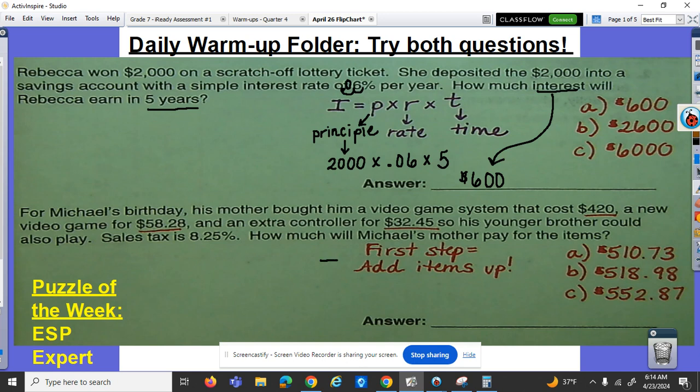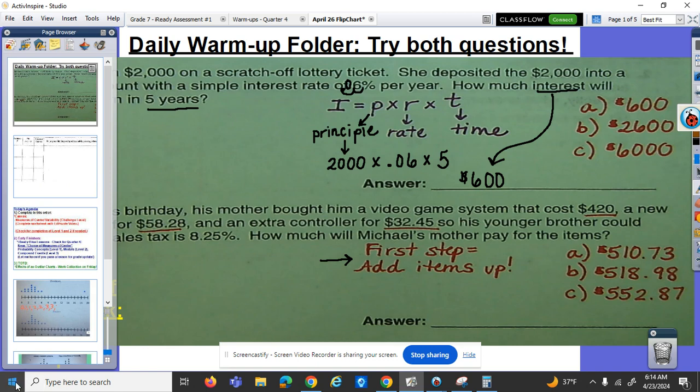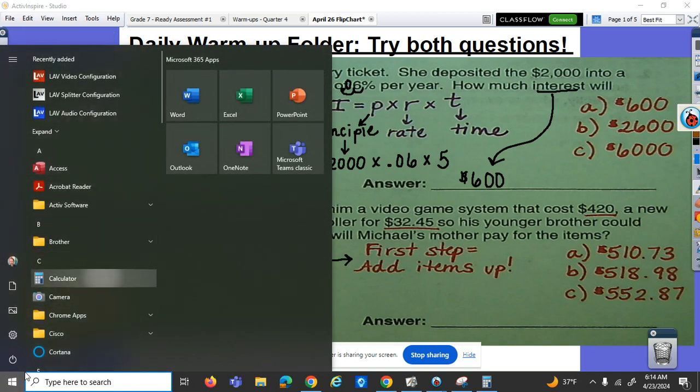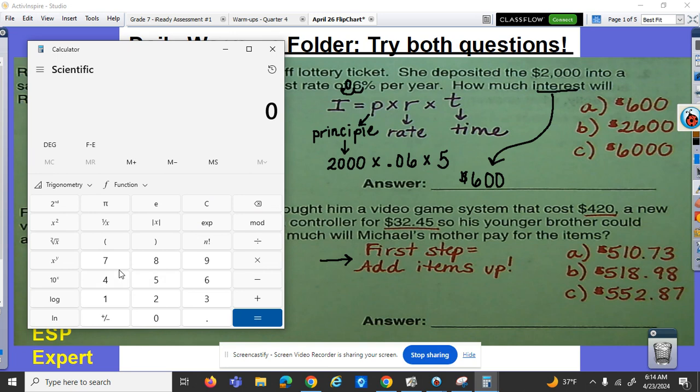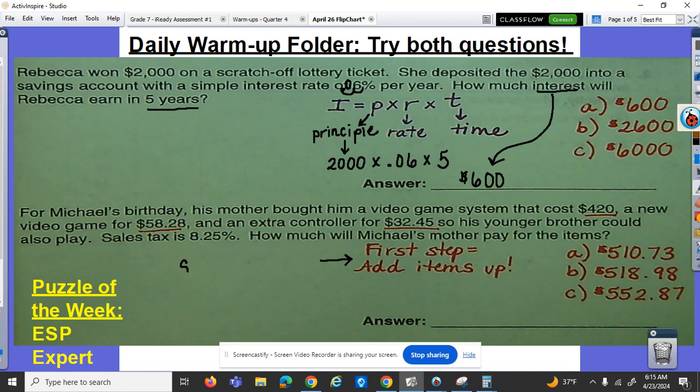Gave you a clue here to first add up your items. So that's going to be the first thing we need to do, as if they were scanning all 3 at the store. So we've got $420 plus $58.28 plus $32.45. So we have $510.73. We call that our subtotal before we have any other taxes.